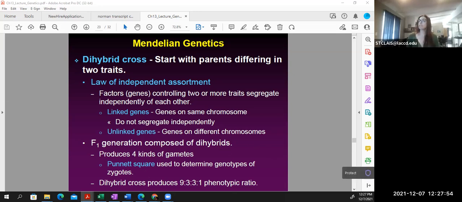Okay, we can use our Punnett square to figure out what the genotypes are and the expected phenotypes. And for a dihybrid cross, we're going to see a different phenotypic ratio. We're going to see 16 individuals total as a result of this instead of 4. We have 2 traits, so therefore it is 4 squared, or 16 individuals. The ratio is 9 to 3 to 3 to 1. Let's take a look at that in a little bit more detail.